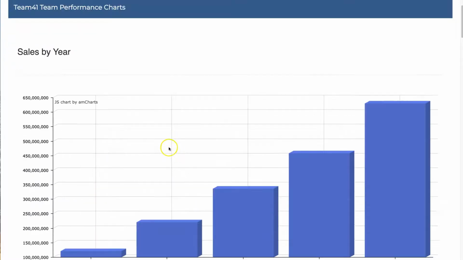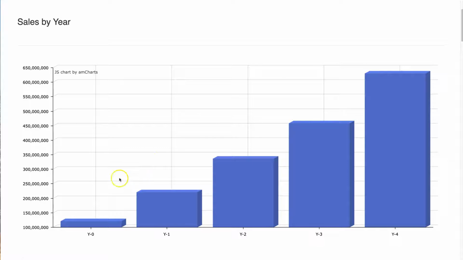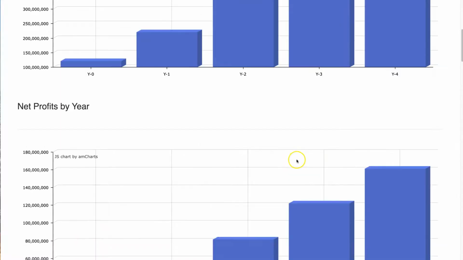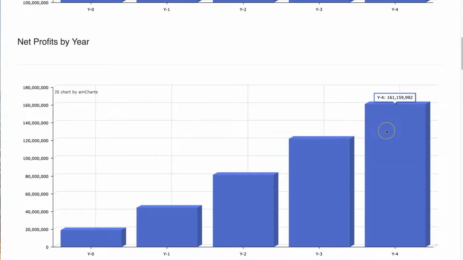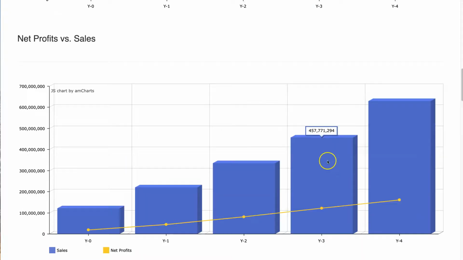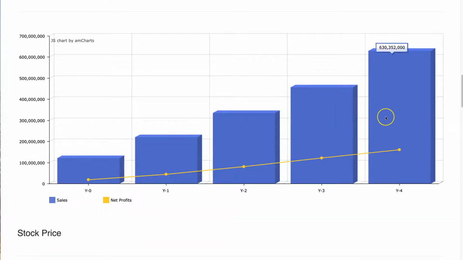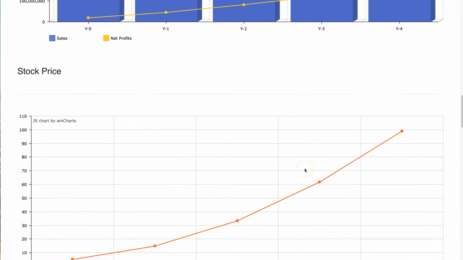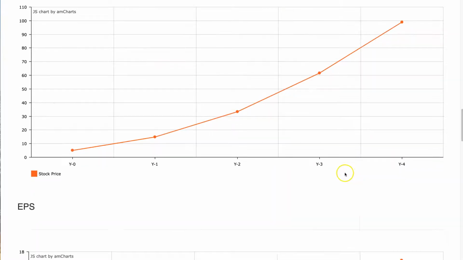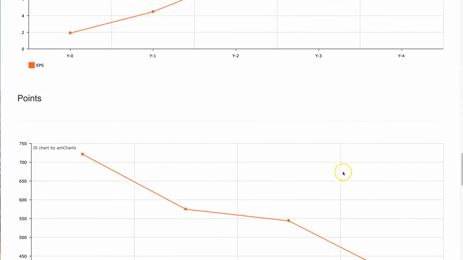In my individual team here that I'm playing in the group, we could see that my sales have gone up every year, which makes sense because in the user guide they tell me that sales are increasing every year in the industry. So that's a good thing. My profits have gone up every year, which is what my investors want and demand. My net profits versus sales: as my sales go up, my net profits are going up in proportion. And my stock price has risen pretty well each round. And my earnings per share have gone up. So these are what you want to see.